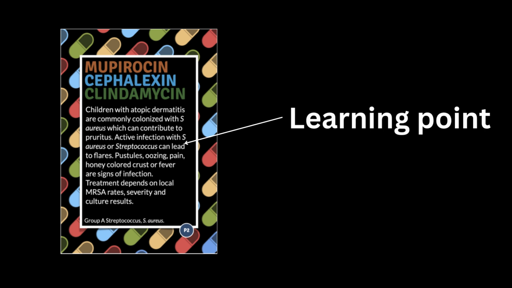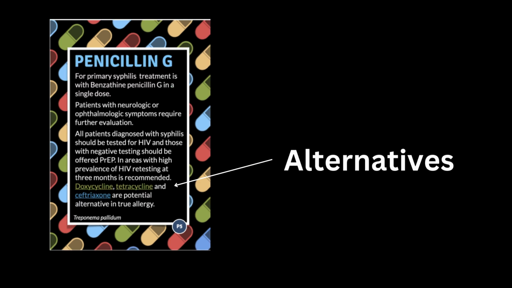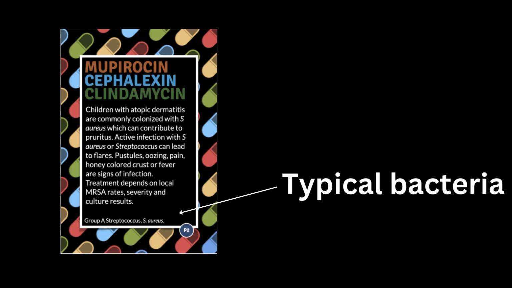And below that is a learning point, so a little bit more detail about what we want people to learn from this case. Some case cards, here is syphilis, will have alternative antibiotics as well. While penicillin is first line, sometimes that's not available or other situations come up, and doxycycline, tetracycline, and ceftriaxone would also, for the purposes of the game, count. But you'd want to read the fine print about when and why those antibiotics would be used typically. And at the very bottom of the cards is a list of common bugs that cause that clinical scenario. So, beta hemolytic strep and Staphylococcus aureus in the case of infections of eczema.